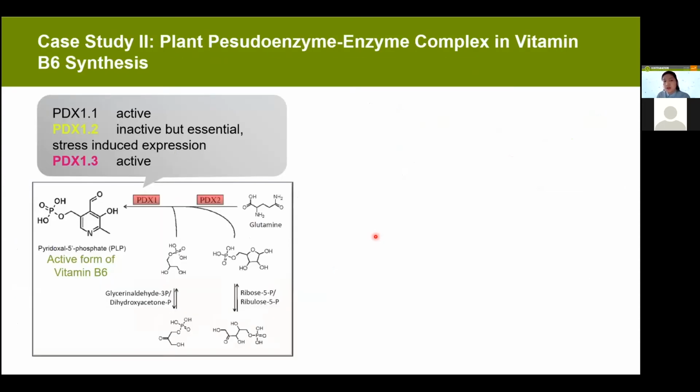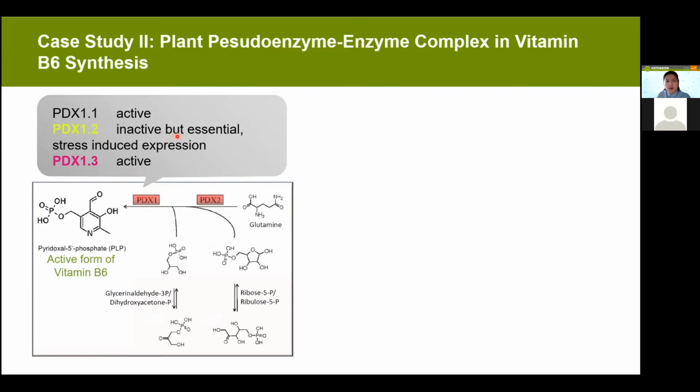The second study I'm going to quickly show you is the plant pseudoenzyme complex. This protein is involved in vitamin B6 synthesis. You may remember James mentioned this at the beginning of the conference. This protein has 3 homologs, 1.1, 1.2, and 1.3. Two of them are active enzymes, but 1.2 in this family is inactive.